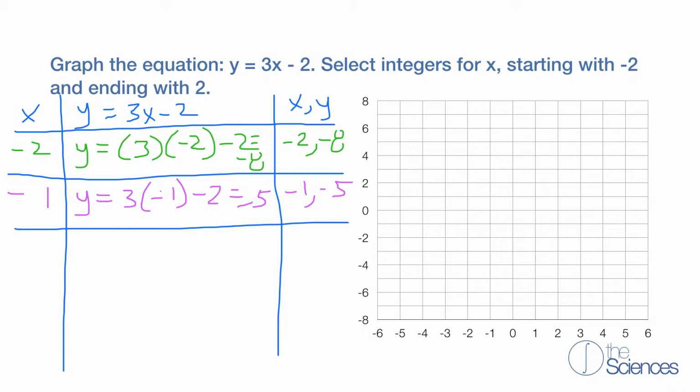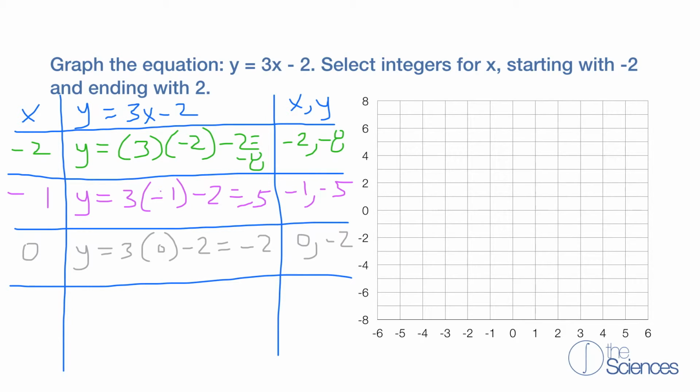So now we're going to find our plot when x is 0. So to find our y coordinate, we're going to substitute 0 for x. 3 times x, or 3 times 0, minus 2 equals 3 times 0 is 0, minus 2 is -2. So our plot is 0, -2.